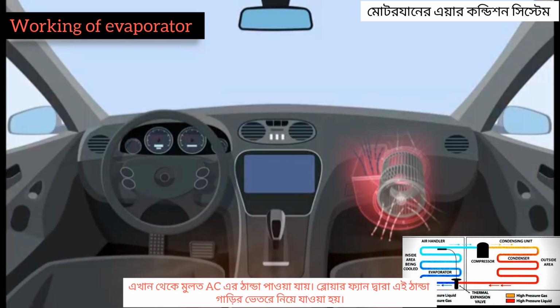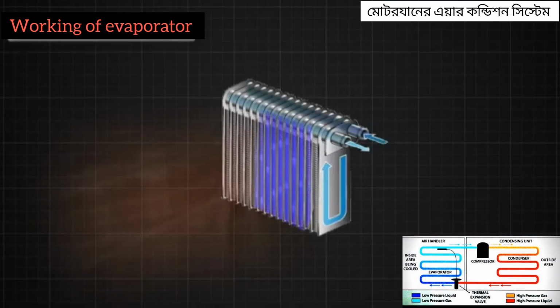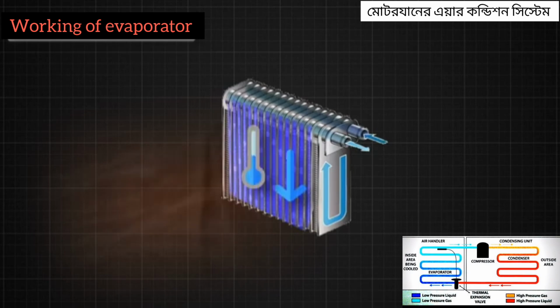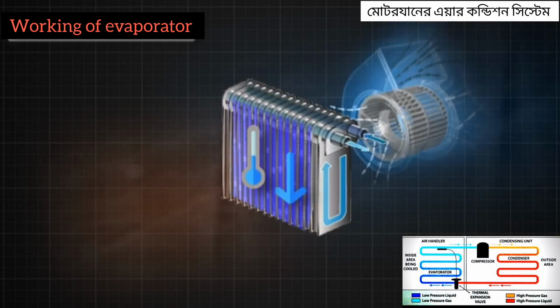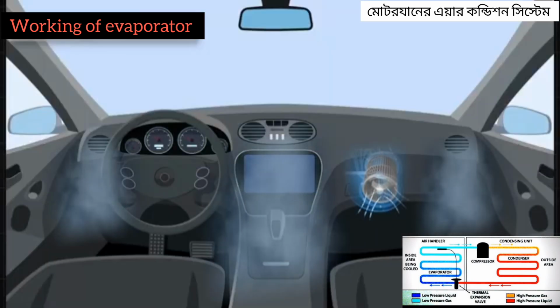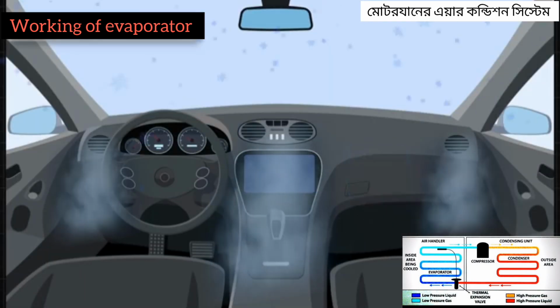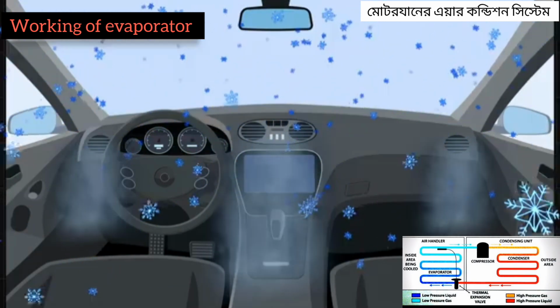Now warm cabin air from the interior of the vehicle is drawn into the HVAC unit by the blower fan. As the warm cabin air passes over the evaporator coils, the refrigerant inside the coils absorbs heat from the air and makes it cooler. The now cooled air is blown out of the HVAC unit by the blower fan and circulated into the vehicle's cabin through the air vents. Air vents distribute the cooled air throughout the vehicle's cabin, providing a comfortable environment for the occupants.